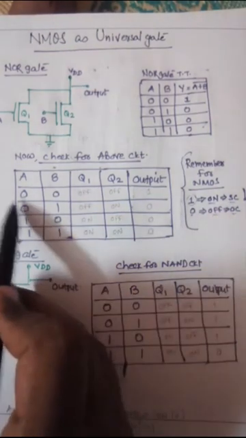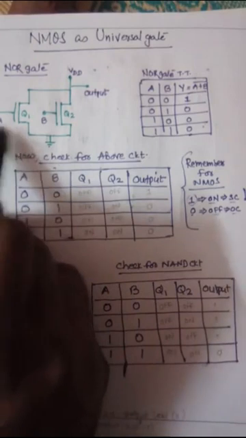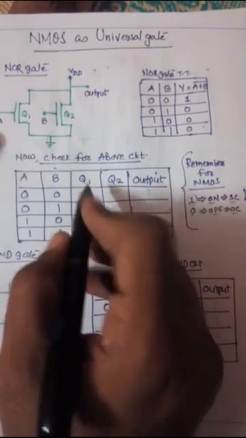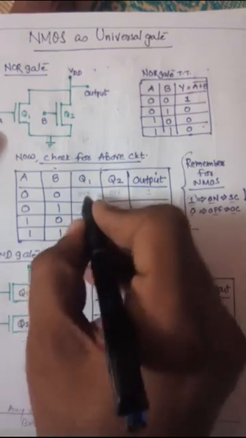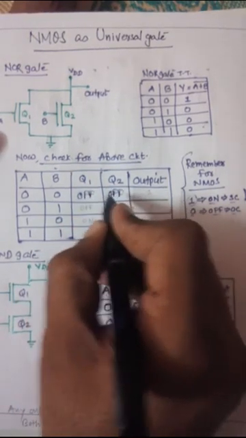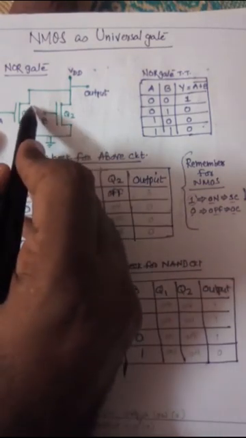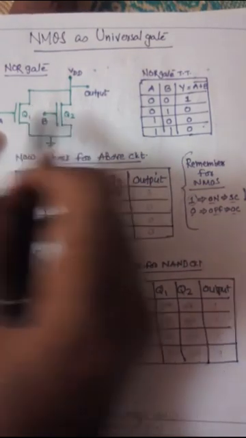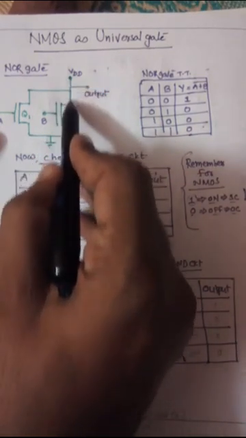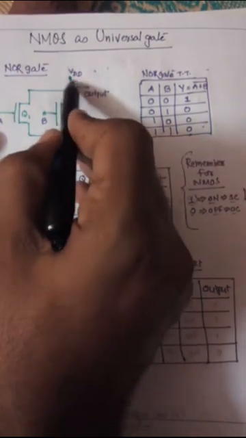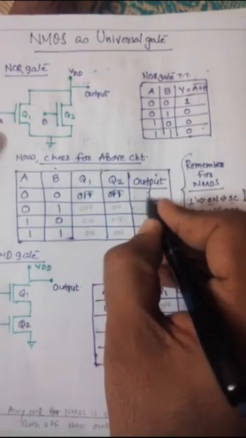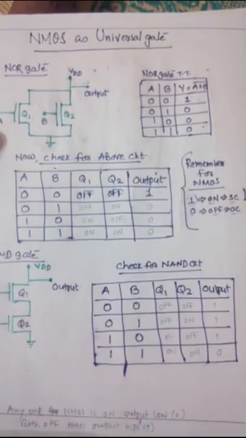We check here for A and B equal to 0 and 0. So both 0 0 is given, and Q1 and Q2 are both in off mode. Off mode means what? Here it is an open circuit. So current cannot flow through to ground, it goes outside. So the output is available as a 1.